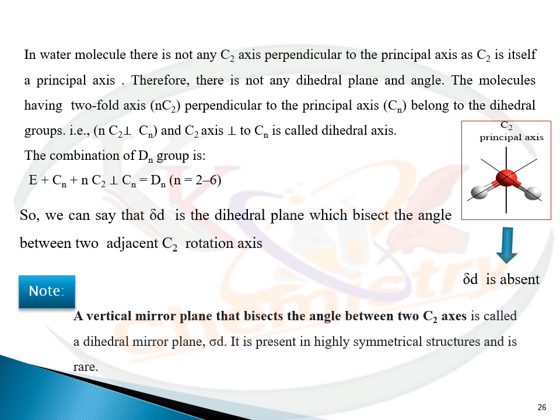If there is any C2 axis perpendicular to the principal axis, this is called a dihedral axis. Note, a dihedral plane can also be defined as a vertical plane along the principal axis that bisects the two C2 axes.